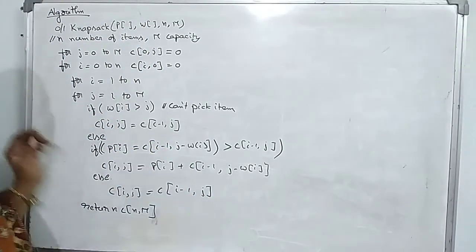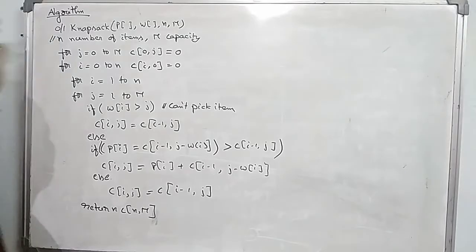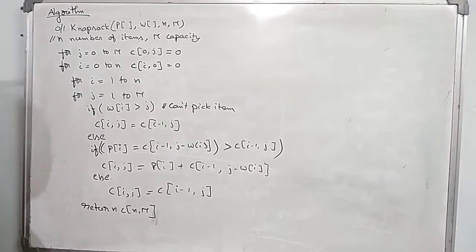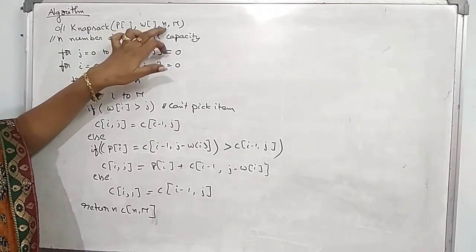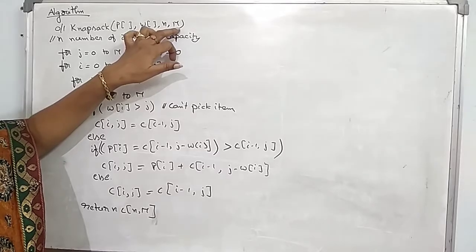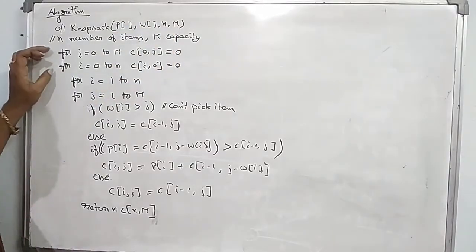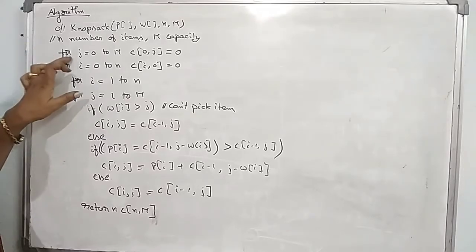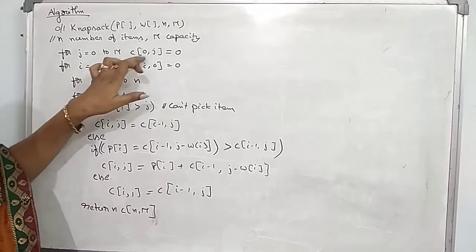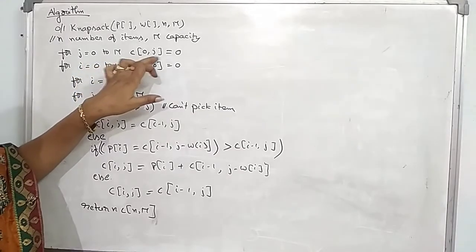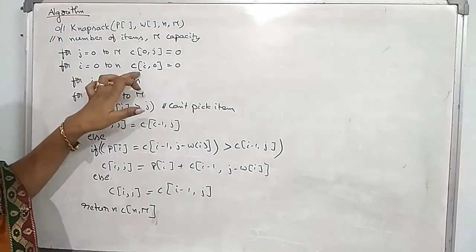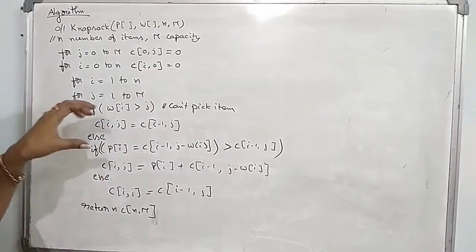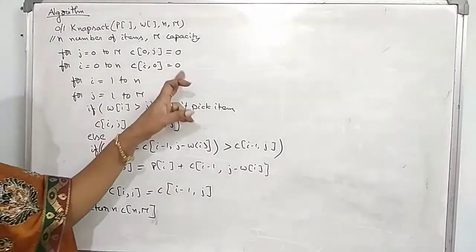So now we will explain the knapsack algorithm. In knapsack you have the P, W, N, M. If I take P represents the profit, W represents the weight, N represents the number of items, M represents the total capacity of the knapsack. And initially you can set these initial values to 0. For j equal to 0 to m, you can take c of 0 comma j equal to 0. And for i equal to 0 to n, you can set c of i comma 0 equal to 0. So that means within the table you can set the first row and first columns to zeros.